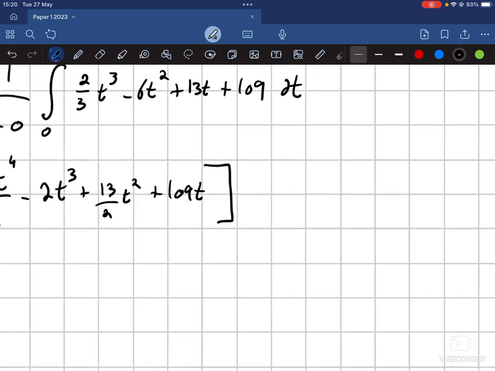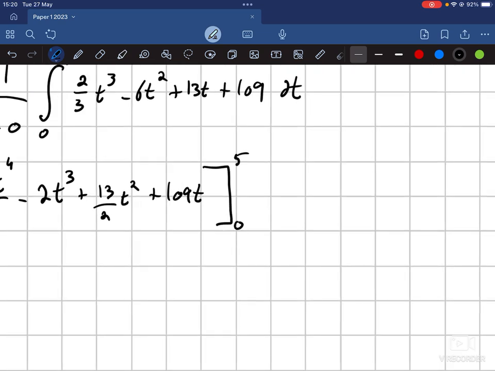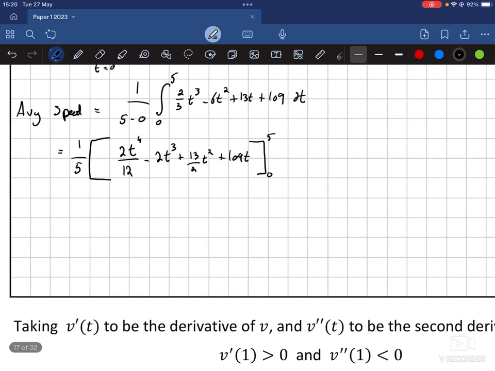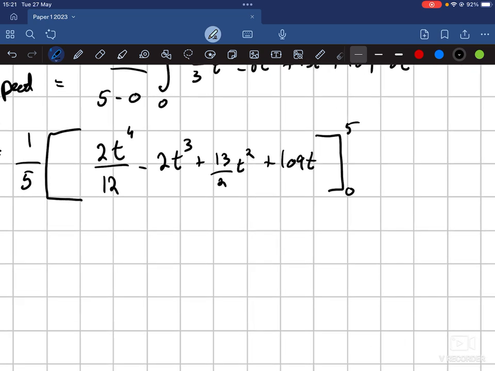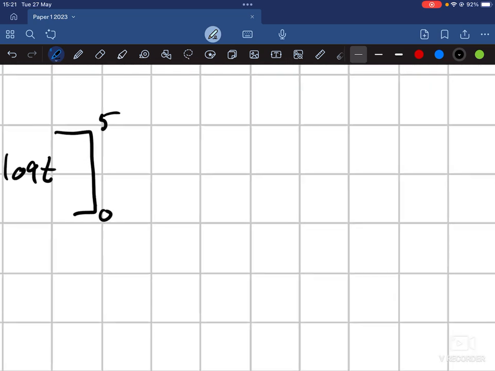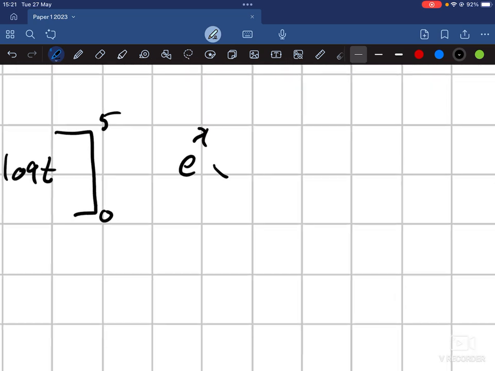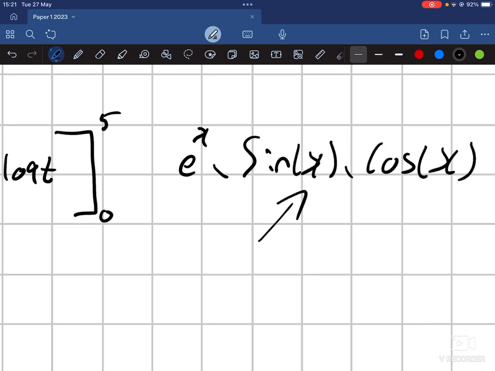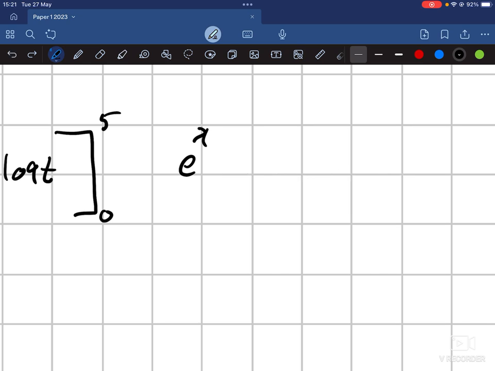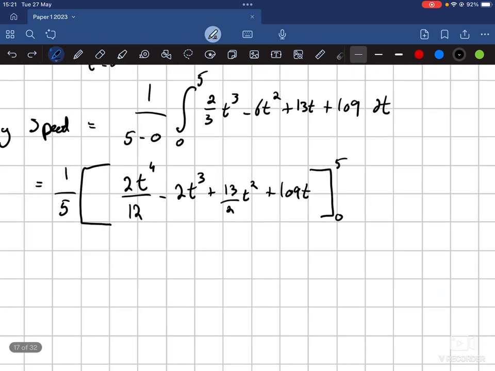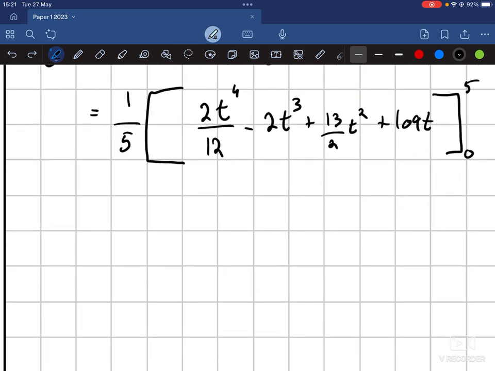And now we put our numbers up at the top, 5 and 0. For these type of ones, we don't have to put in 0. The times you have to put in 0 is if you have e to the x, sine x, cos x. These type of ones, put in 0. But for our one, we don't have to. So don't worry about doing that. All we have to do is just stick in 5. But if you want to do it that way, like, no problem at all.